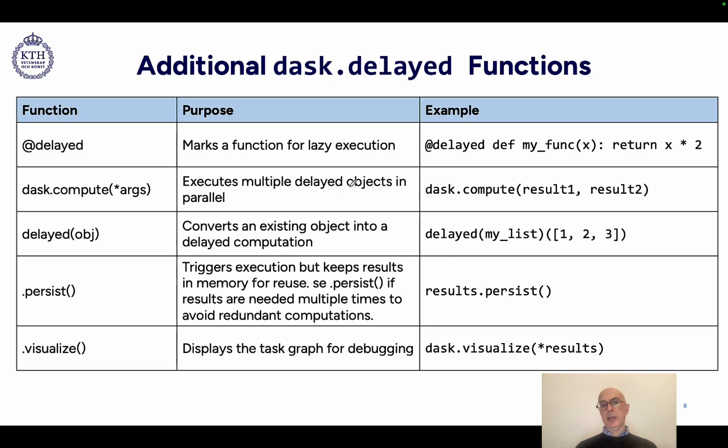There are also a number of additional functions such as persist and delayed. Delayed is used for converting an existing object into a delayed computation. Persist is used for memoization. It triggers the execution, but also keeps the results in memory for reuse, so it doesn't recompute. That's also quite useful if you have a heavy function that you call on the same arguments, where you just want to save the result instead of recomputing.